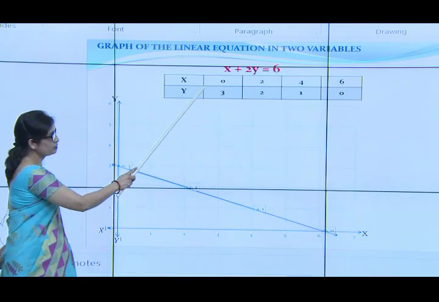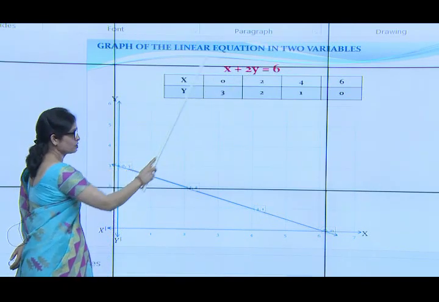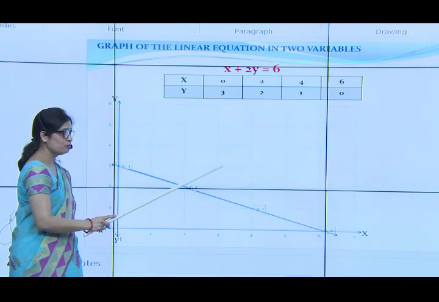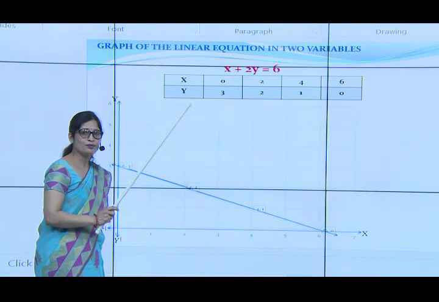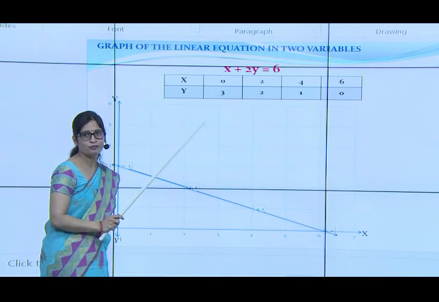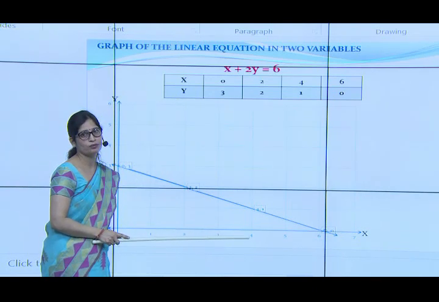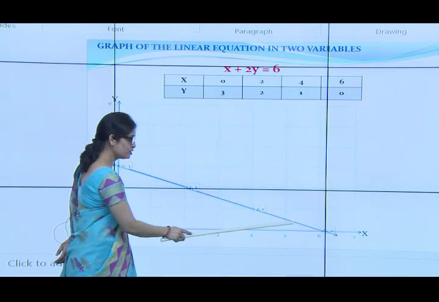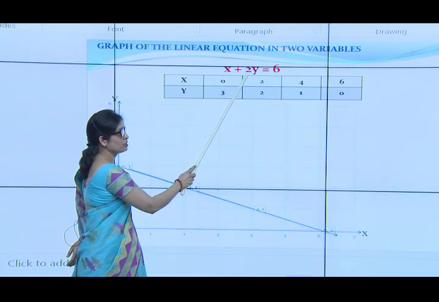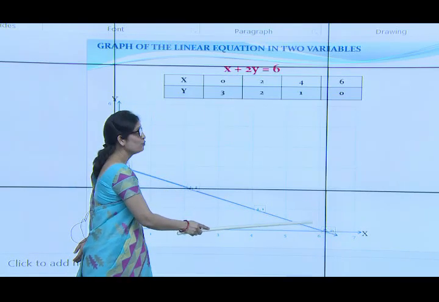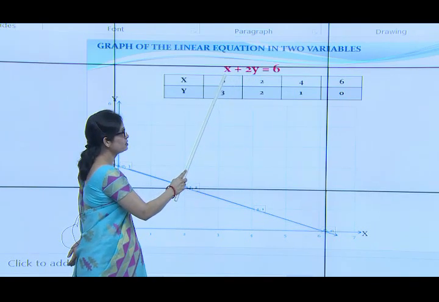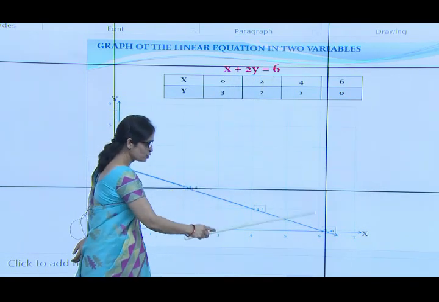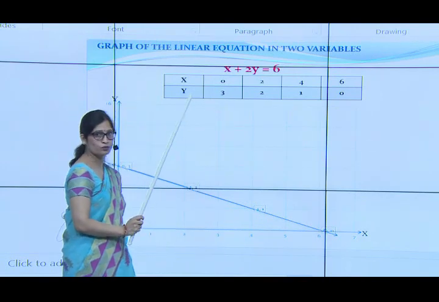So if the line or the graph of this equation cuts the x-axis, it means that point lies on the x-axis, and any point on the x-axis has coordinates (x, 0). So to find the point where the graph of this equation cuts the x-axis, we put y equals 0 in the equation, then x equals 6. So this point will be (6, 0).